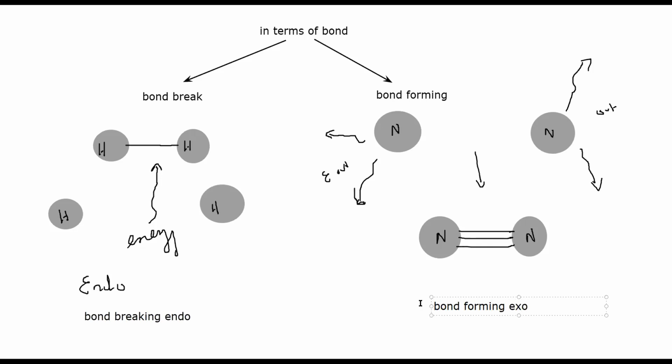The term exo means exit, meaning out, and endo means in. So if energy is taken in, we call it endothermic. If energy is released, we call it exothermic. So how can we identify a reaction from the bonds? Copy this, take a screenshot, and we'll move on.